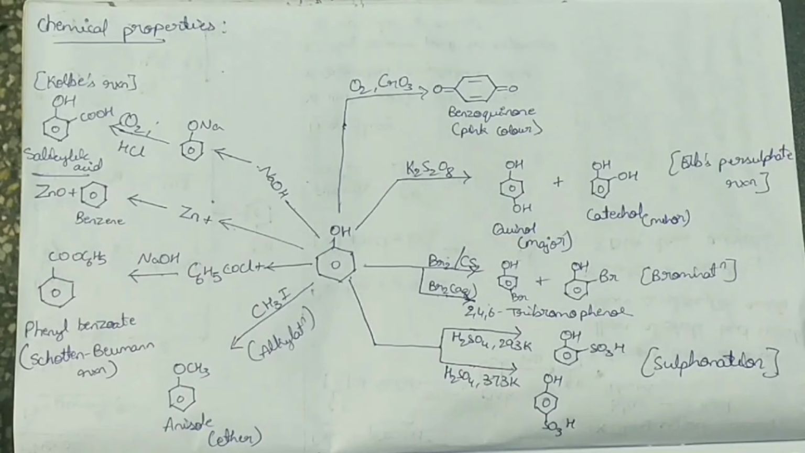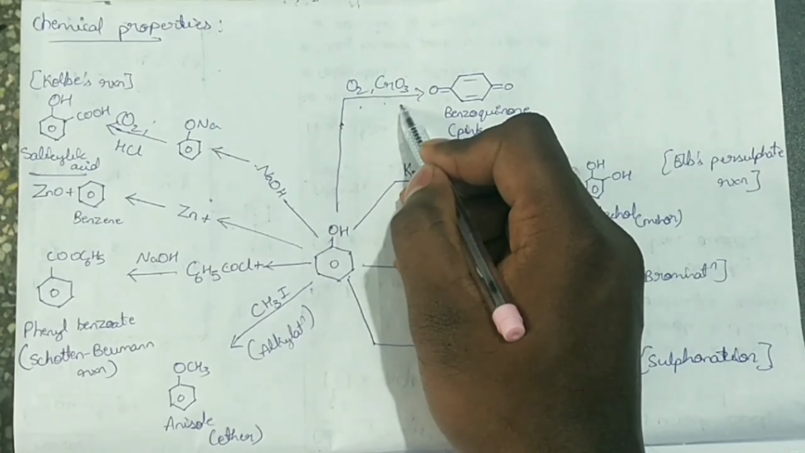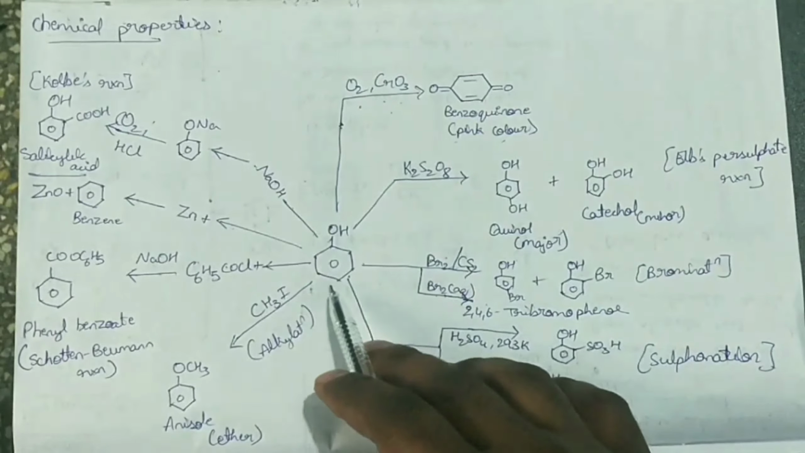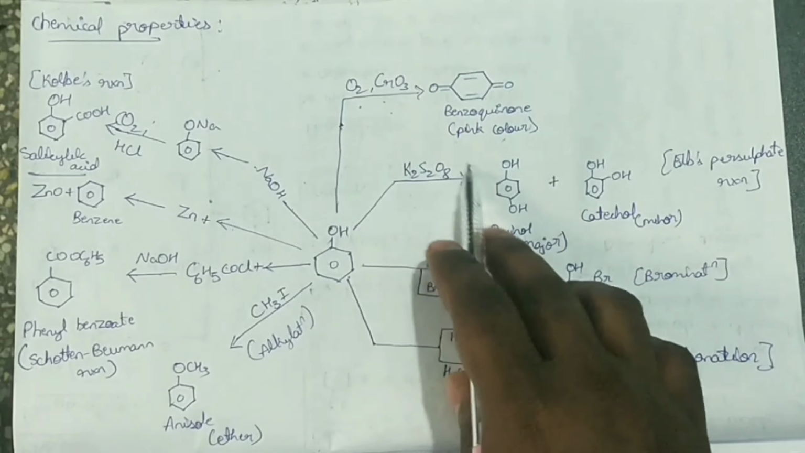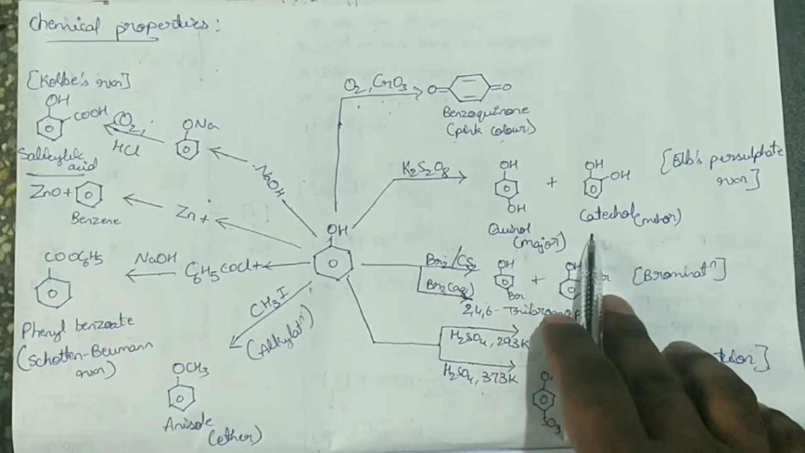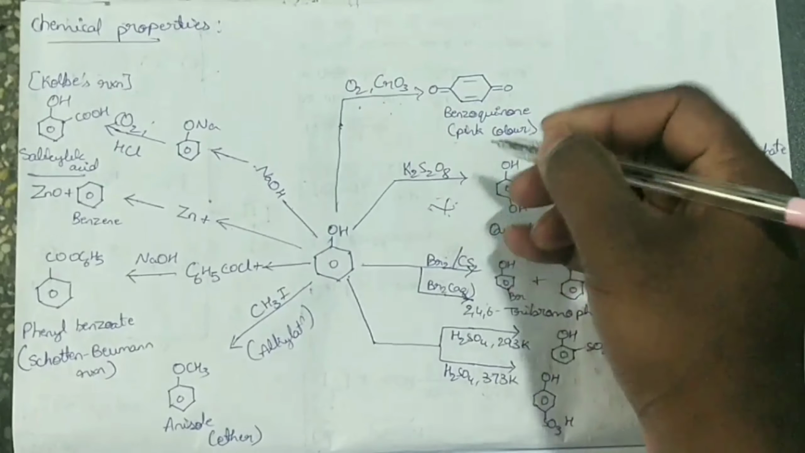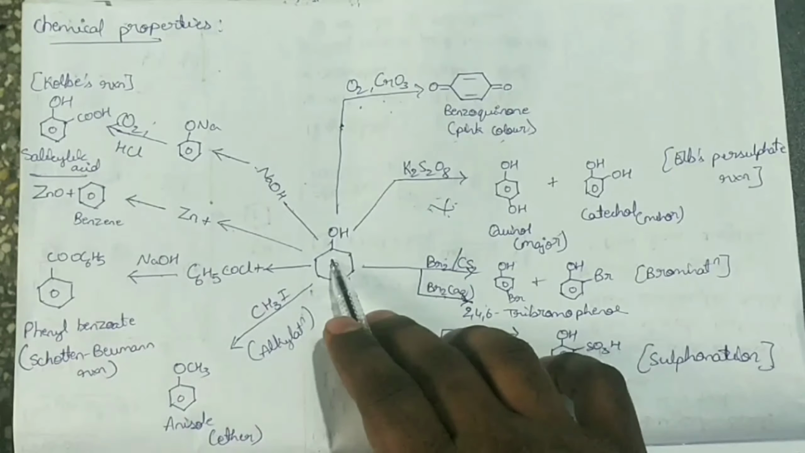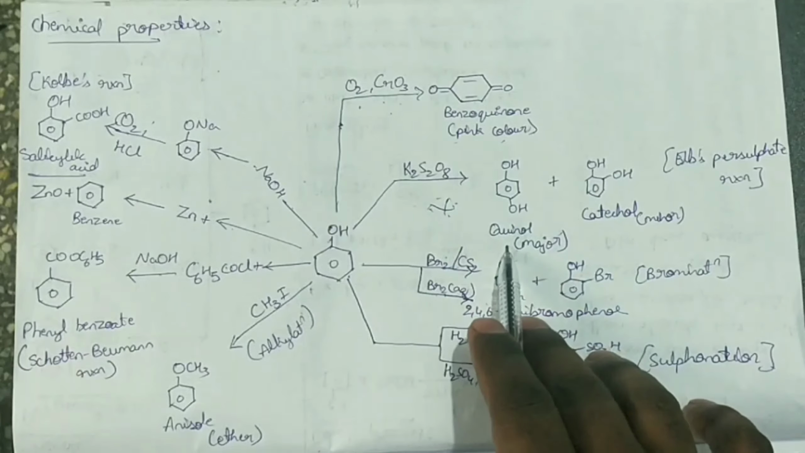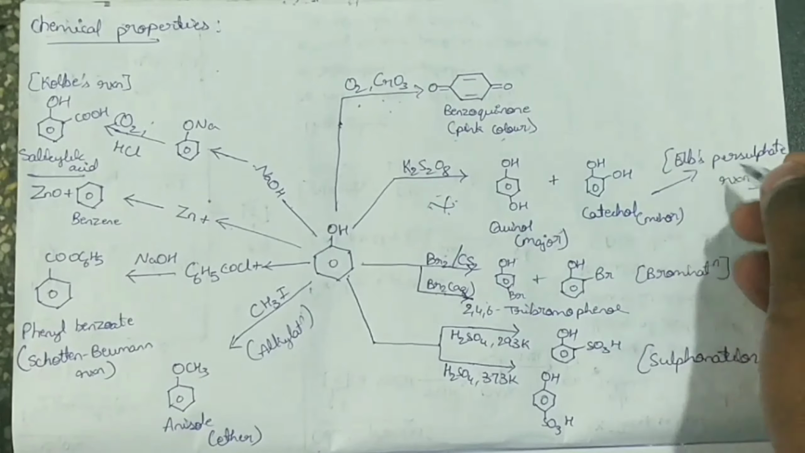So next, phenol on oxidation with chromium trioxide gives benzoquinone, which will be pink in color. Next, phenol reacting with an oxidizing agent like K2S2O8 forms a quinol and catechol. This is an important reaction. Please remember it. This reaction is also called Elbs persulfate reaction.